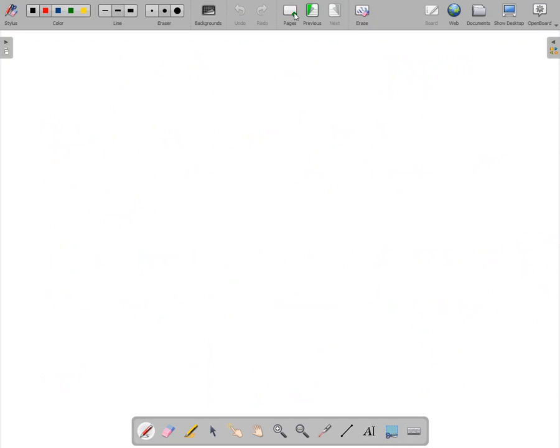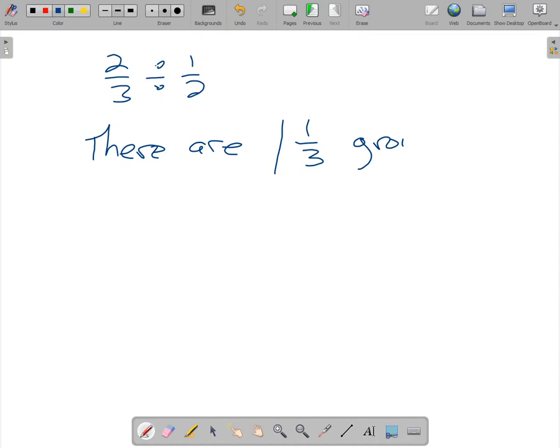So I started with 2/3 divided by 1/2. And my answer seems to be there are 1 1/3 groups of 1/2 in 2/3. That is what seems to be the answer here.